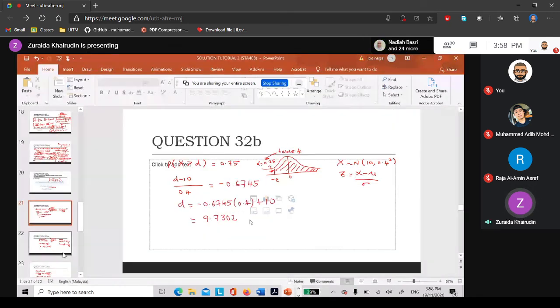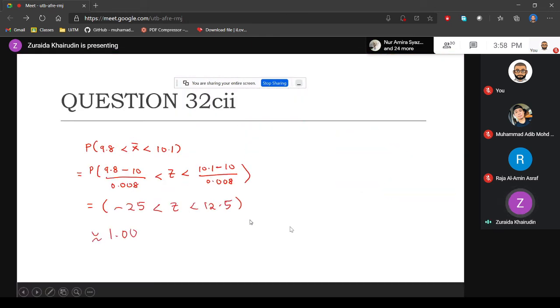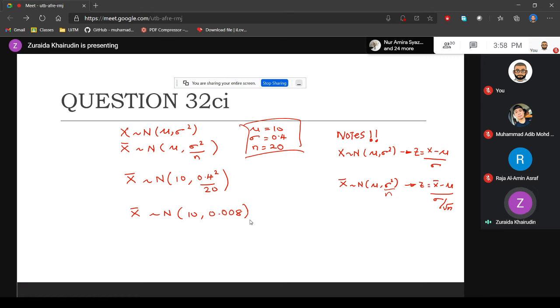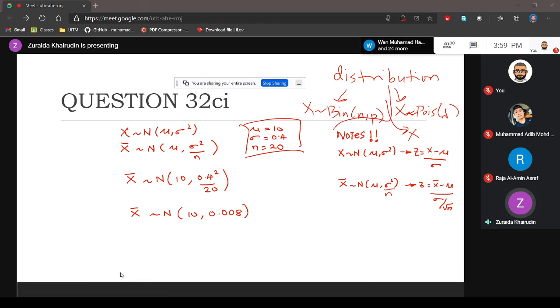Question 32C. Distribution. When I said distribution, what have you learned so far? You have learned about binomial. Remember, X follows binomial n, p. You have learned also about Poisson, X follows Poisson distribution, lambda. And then you also learn about X follows normal distribution with mean mu and variance sigma square.